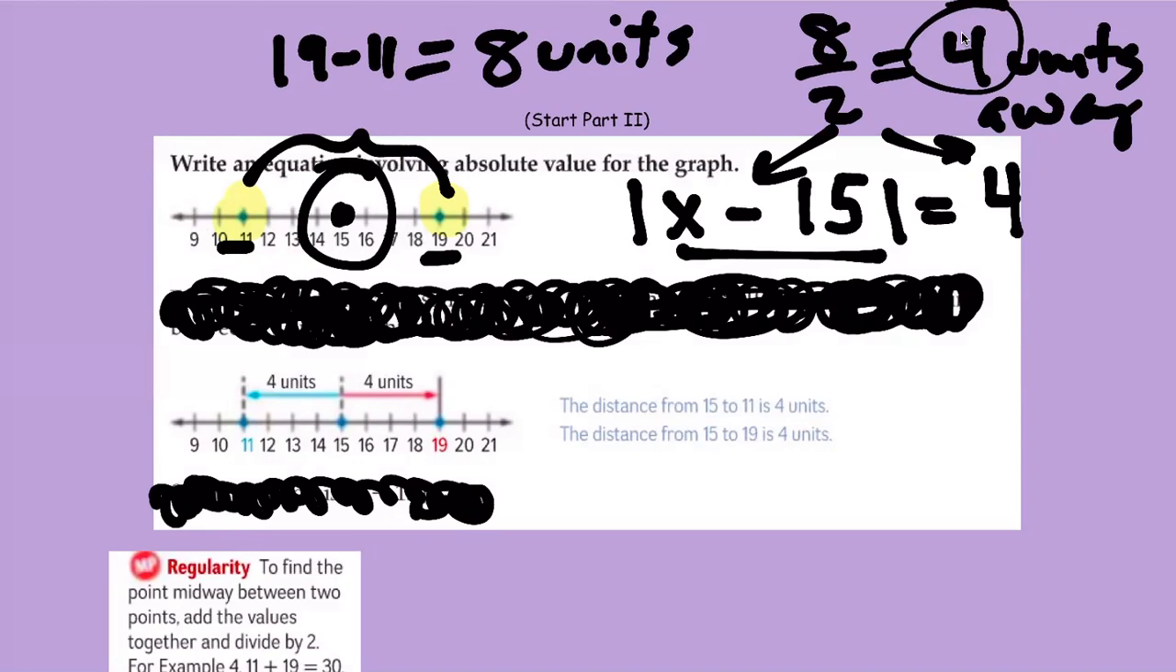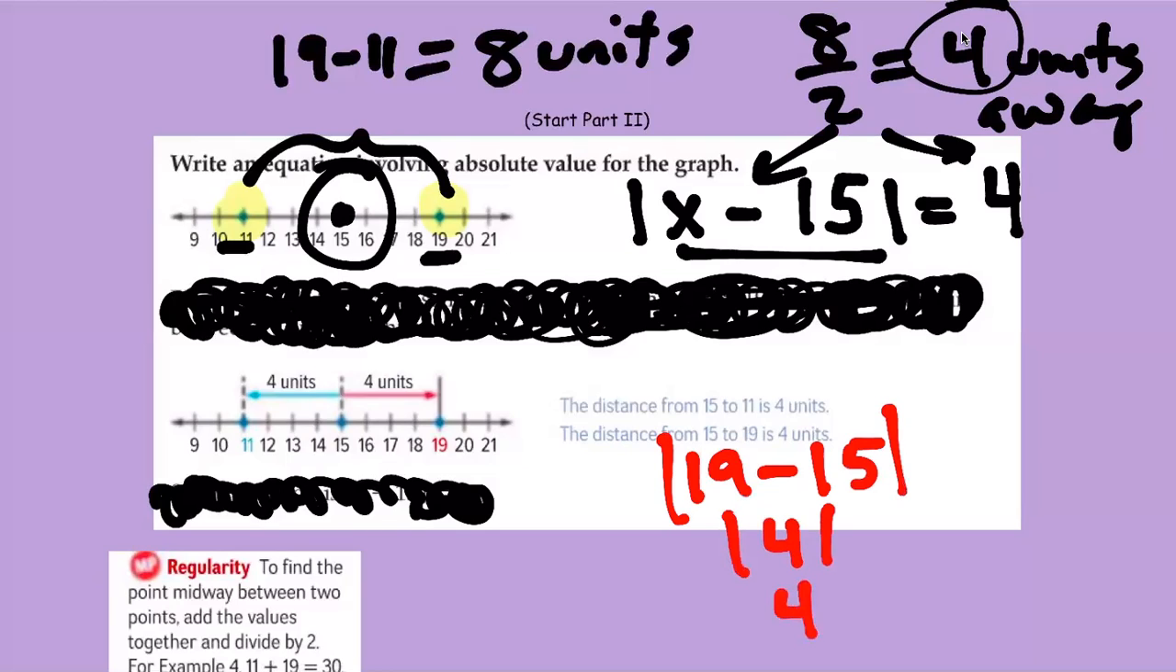So we'll start by putting 19 in. I'll do this in another color. We'll go 19 minus 15, and if that winds up equaling 4, then that one's good. So 19 minus 15 is 4, and the absolute value of positive 4 is 4. So that one worked out good.